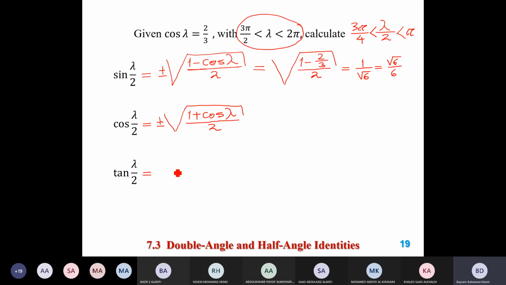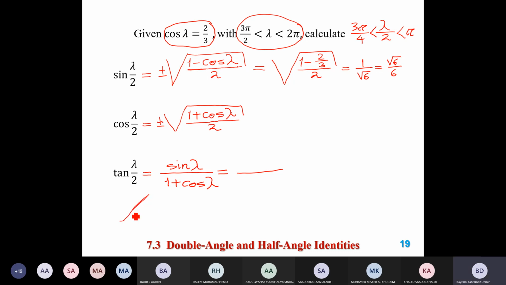So how about tangent of lambda over 2? Well, I will remember the easy one. Sine of lambda divided by 1 plus cosine lambda. All right. Sine of lambda. If you know the cosine lambda, right? You know the cosine lambda. Can I find the sine of lambda?